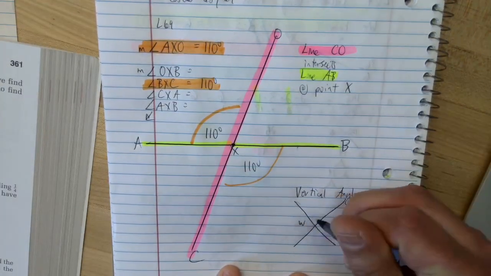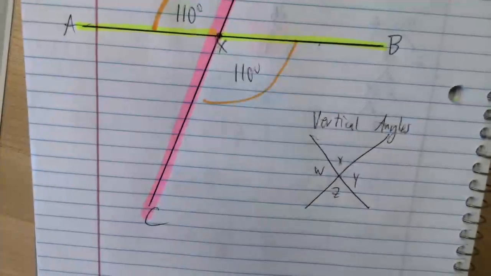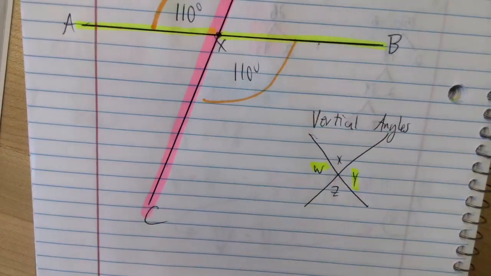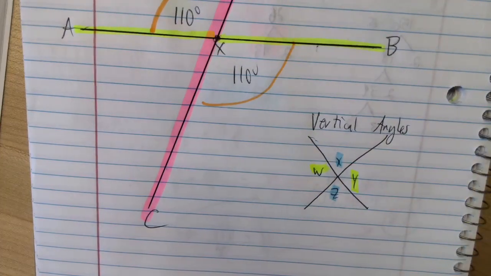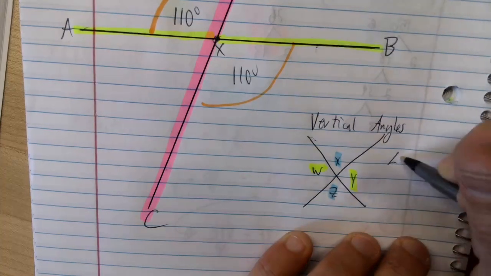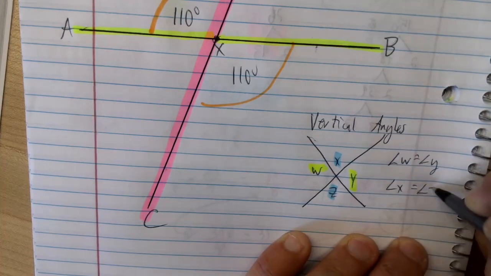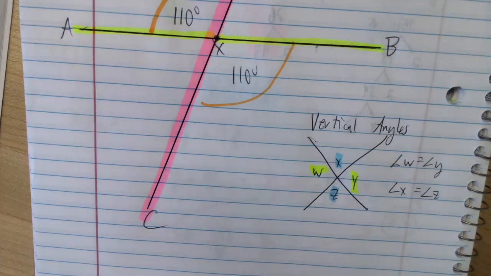Let's see. W, X, Y, Z. Now I want you to think about something. I'm trying to give you the definition of vertical angles. It's whenever one angle is opposite the other in a picture with two lines that intersect. So, angle W is equal to angle Y. Angle X is equal to angle Z. Vertical angles are always congruent. That's the mathematical word for equal or the same.